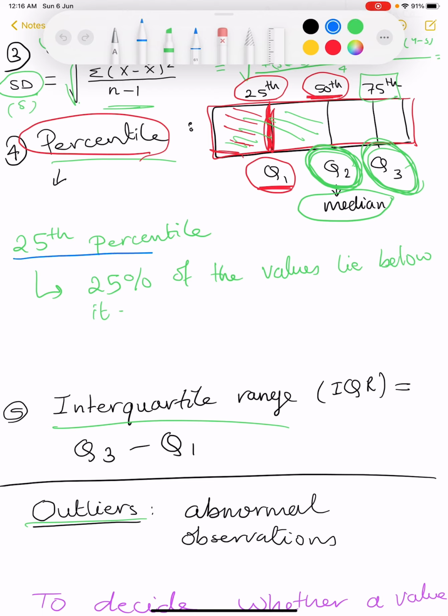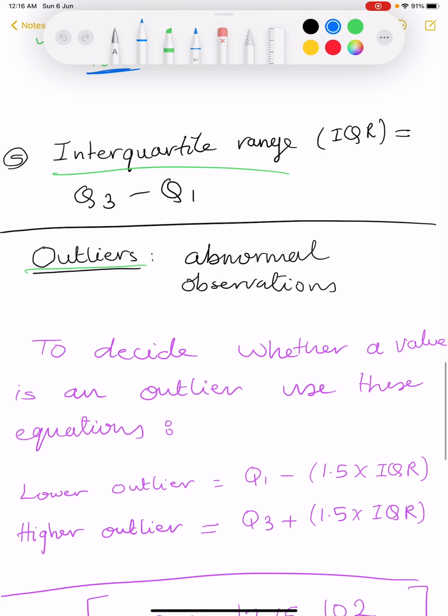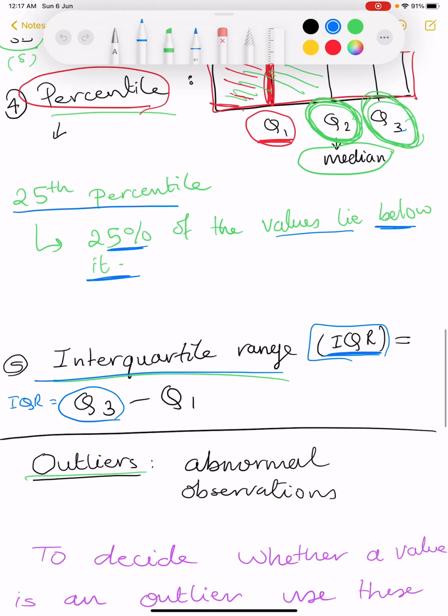For example, if you have the 25th percentile, 25% of the values lie below it. And the interquartile range, IQR, this is the symbol. What is IQR? IQR is equal to Q3 minus Q1.